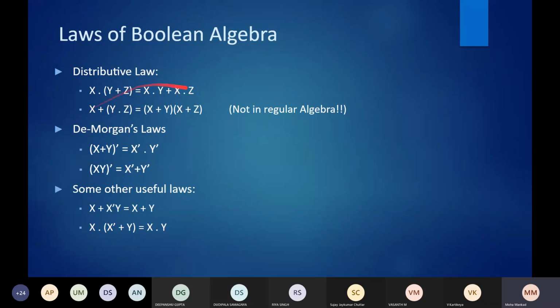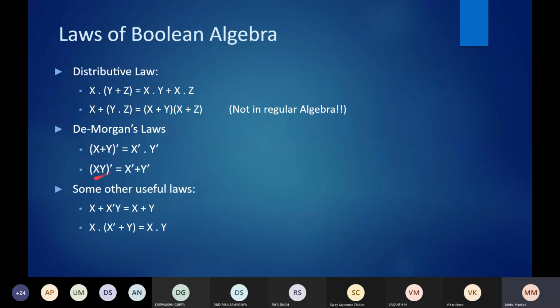Next are the De Morgan's laws. You all must have heard these. (x plus y) dash is equal to x dash into y dash. (xy) dash is equal to x dash plus y dash. Take any values of x and y and simplify, and you can verify these laws, the De Morgan's laws.